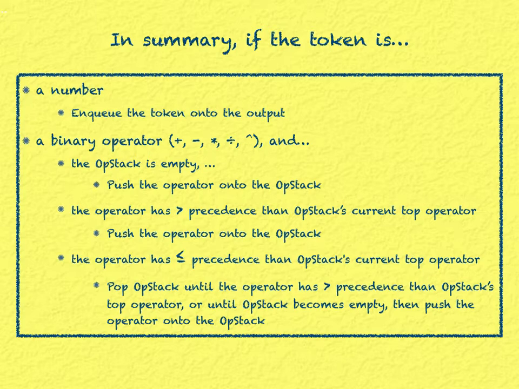stack. If the operator has less than or equal precedence than the op stack's current top operator, then we're going to pop op stack and keep popping op stack until we encounter an operator for which the new operator has greater precedence, or we pop until the stack becomes empty. Once one of those situations get reached, we push the operator onto the op stack.